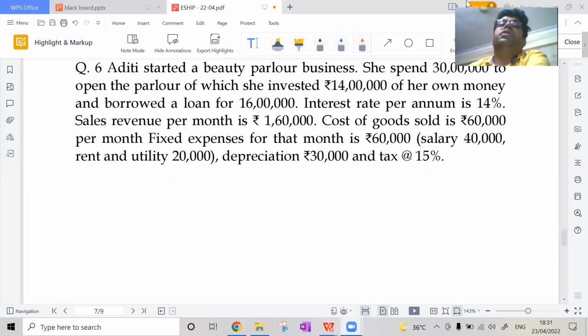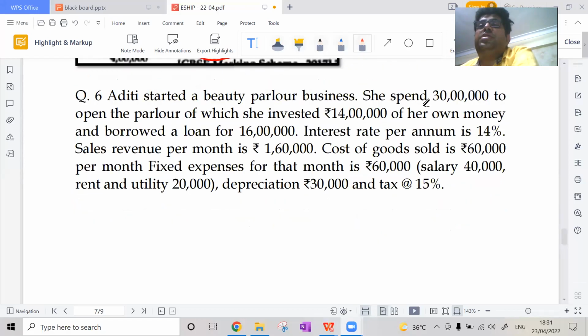Now, second question. Aditi started a beauty parlor. She spent 30 lakhs to open and she invested 14 lakhs of her own money. So remaining money would be what? Equity. That will be 16 lakhs. Now she borrowed a loan. 14 lakh was own money, that was equity. 16 lakh was being taken by whom? 16 lakh was being taken as a loan. Okay. So interest rate is 14%. That has been given, so as to calculate the overall interest amount.